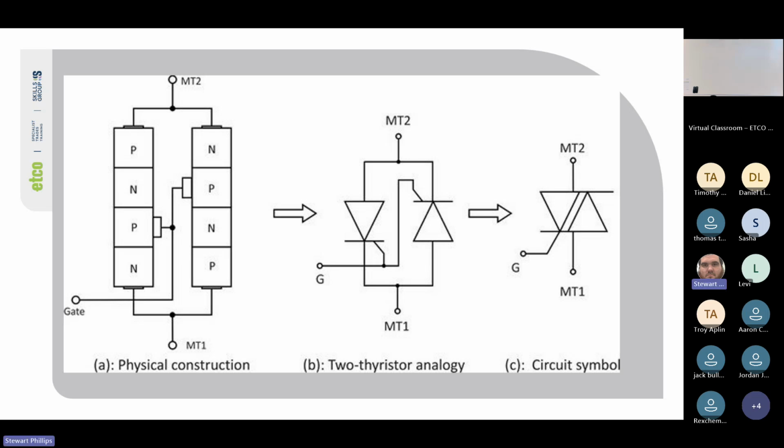Cool. And then we have the two thyristor analogy. The thyristor is another word for the SCR. So you've got the two SCRs facing each way, connected by a single gate. And then when we bring them together in the circuit symbol, that's what we look for. So the two diodes looking each way with a gate added, which is connected to both sides of the diode, or both blocks. Cool.